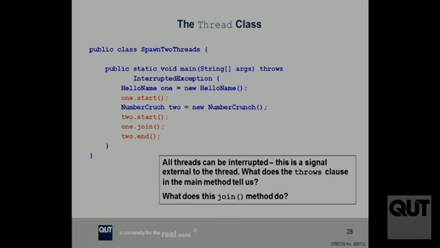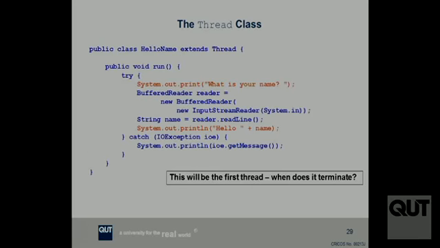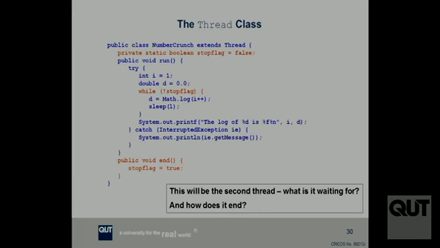So what does the join method do? Well, let's see that in practice. We'll talk about it in a second. So here's this thing called hello name, which extends thread. And it's a very simple thing. What is your name? And then it prints out hello plus your name. And all of that is just file access code. It's all boilerplate. You don't need to worry about it. The key things are in red. We're just grabbing your name. We're printing out hello plus your name. Very, very simple.